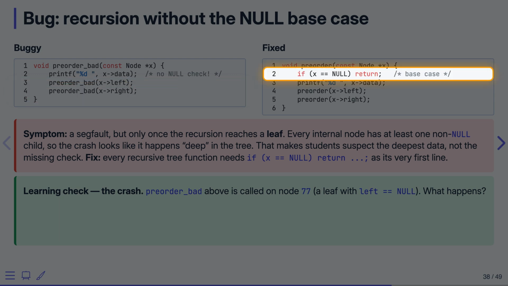The fix is one line. The first line says if X is equal to null, return. This is the base case. It stops the recursion at an empty spot before we read anything.